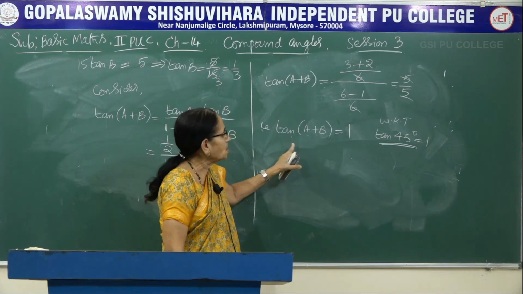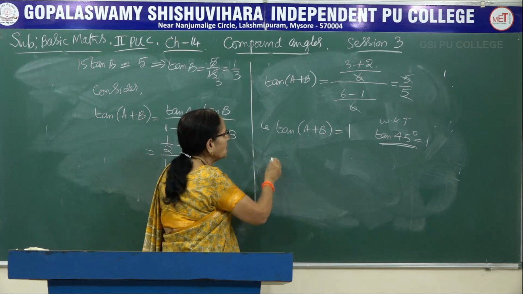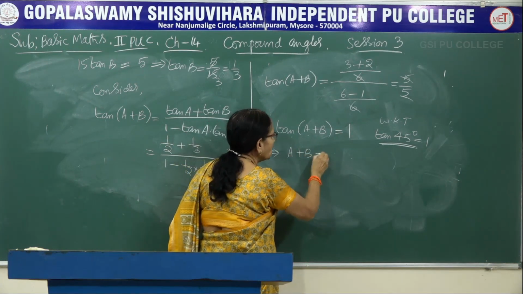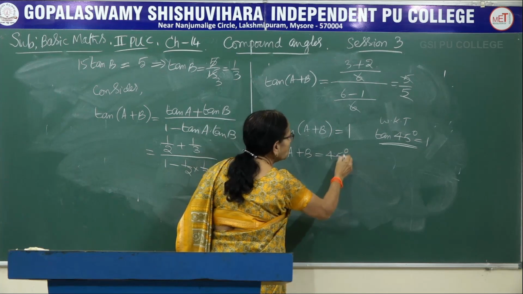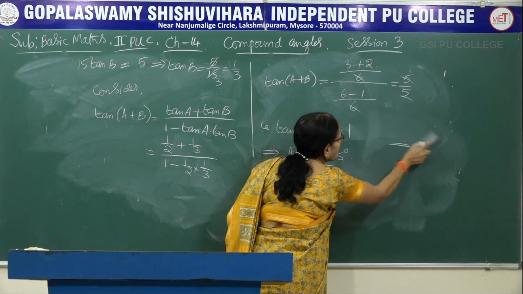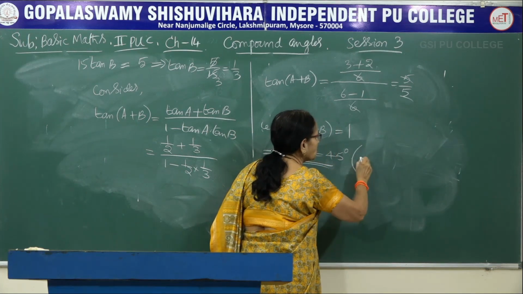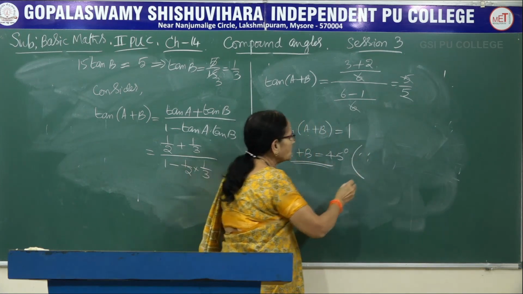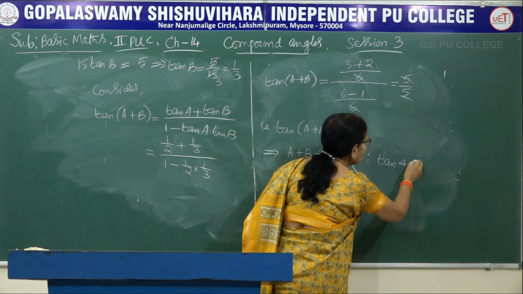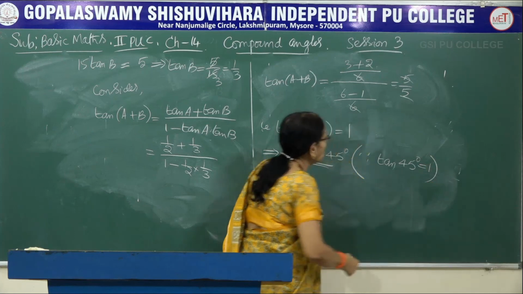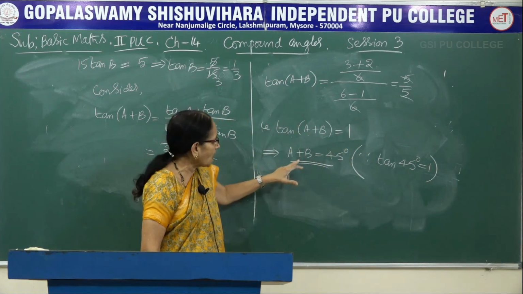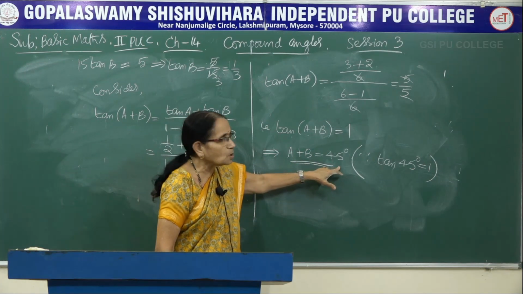What did you get here? Tan of A plus B equal to 1. That implies that A plus B equal to 45 degrees. Here when you write the answer inside the bracket you have to write like this. Give the reason. Since tan 45 is equal to 1. So, tan of A plus B equal to 1 implies that angle A plus B is equal to 45 degrees.